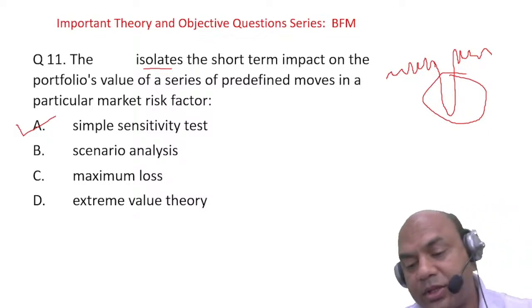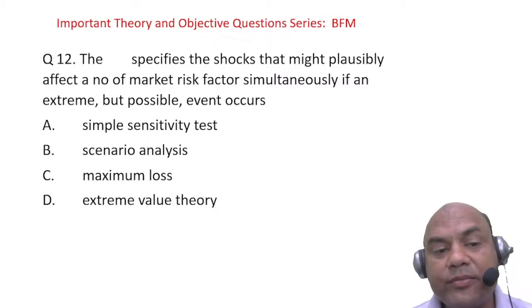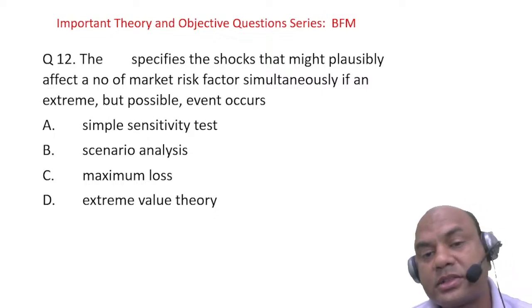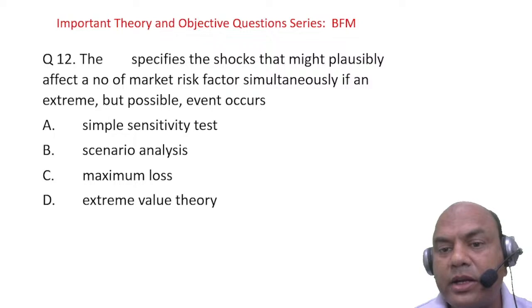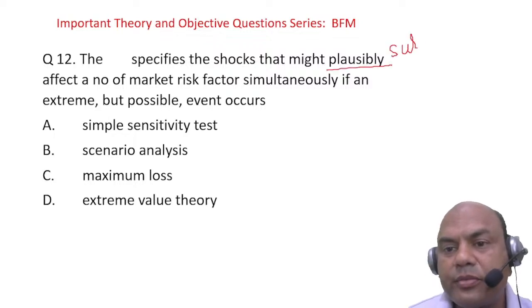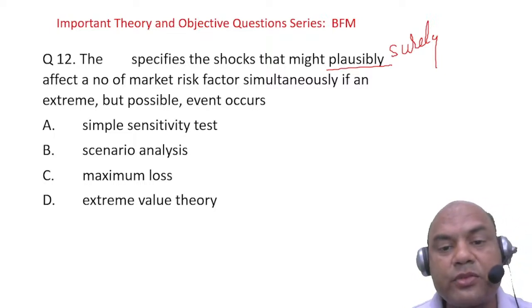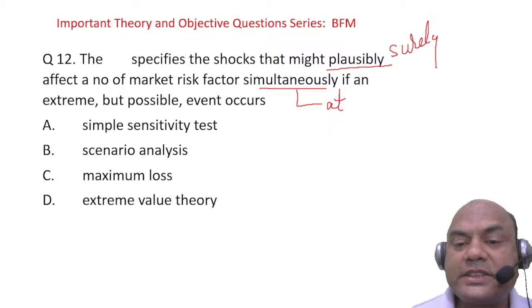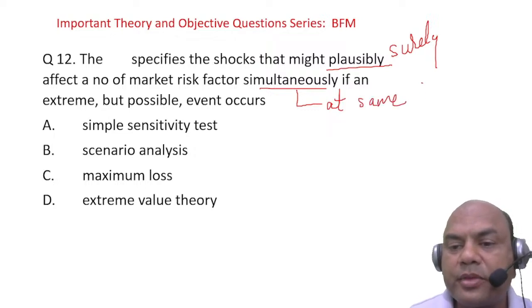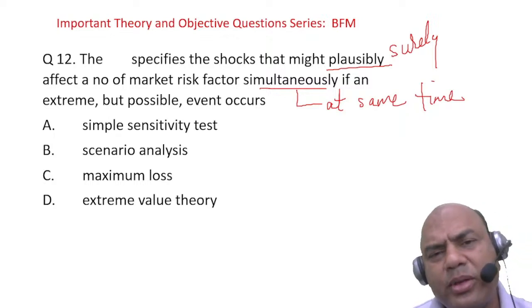The dash, okay, next one. The dash specifies the shocks that might plausibly affect a number of market risk factors simultaneously if an extreme but possible event occurs. Plausibly means definitely, surely. These big words do come in your exam also. Simultaneously means at once, at the same time. If an extreme but plausible event occurs, what do you mean by this?